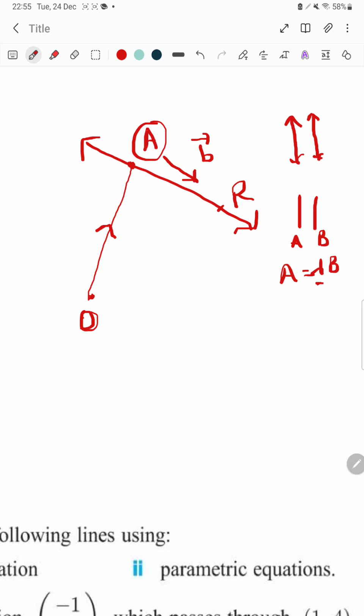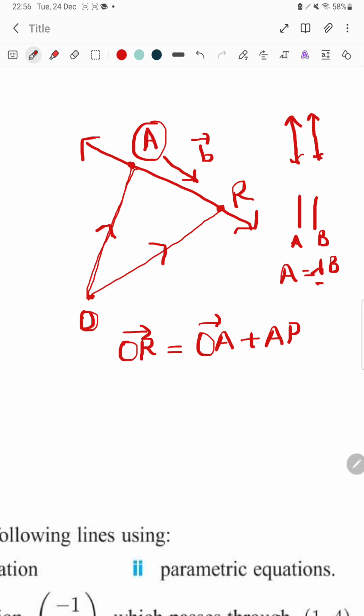So now let's say this R is a general point on this line. Just remember this. If I join this R to O, because I'm talking about a position vector, and I have to find this OR, this is vector OR. Using the triangle law, I can say this is OA: I will be going from O to A, and then from A to R. This is the triangle law of vector addition.